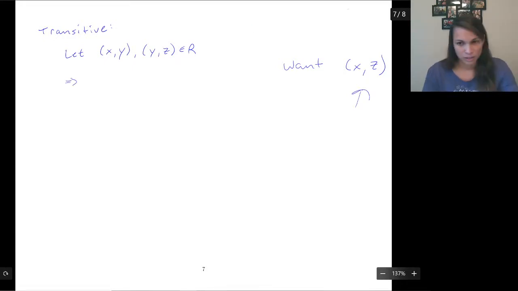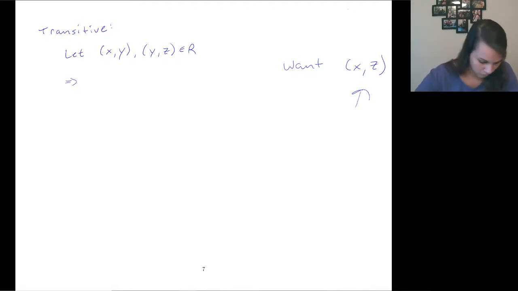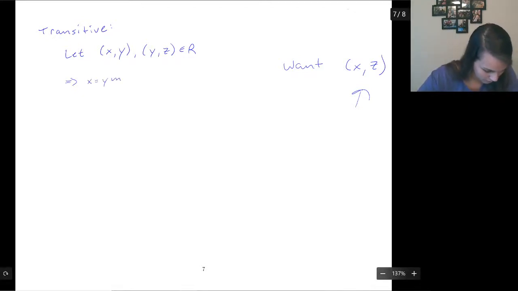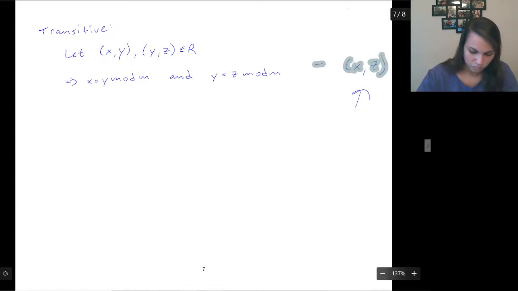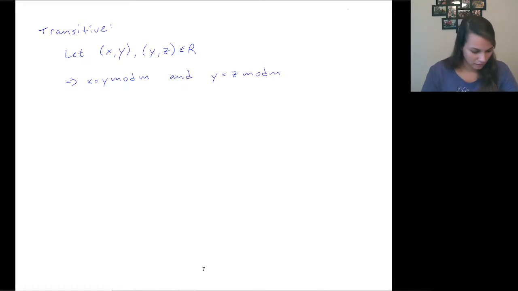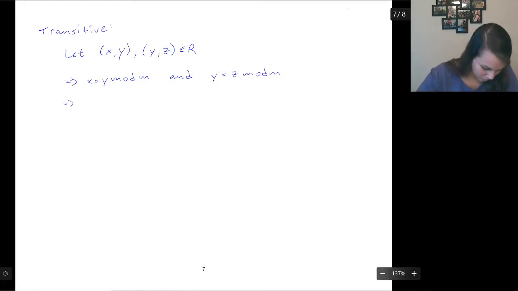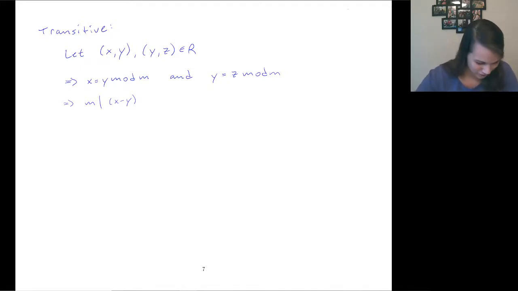So then what can we do? We can apply what it means to be in R. So we've got x is equal to y mod m, and y is equal to z mod m. And then from here, now we can do the definition of what it means to be congruent. So then m divides x minus y. And m divides y minus z.